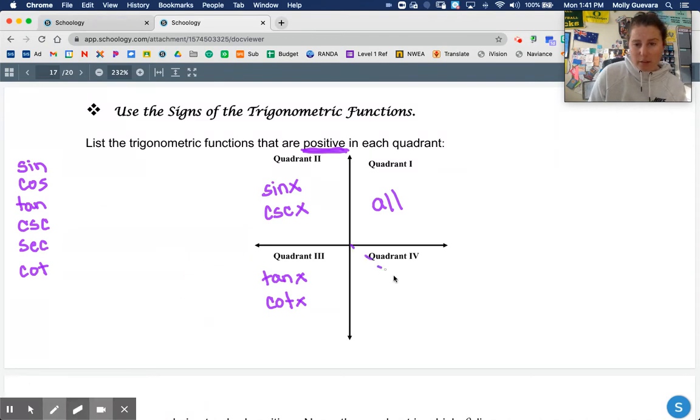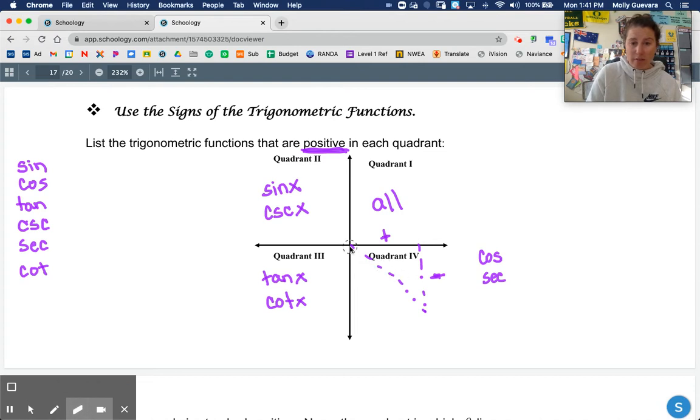And then the last one, I'm going to draw a random line. My x values are positive, my y values are negative. So sine is my y values, that's not positive, so neither is cosecant. Cosine is positive, which means that secant is also positive. Tangent will be negative over positive, which is negative, so then cotangent will also be negative. So in quadrant 4, the only ones that are positive are cosine of x and secant of x.